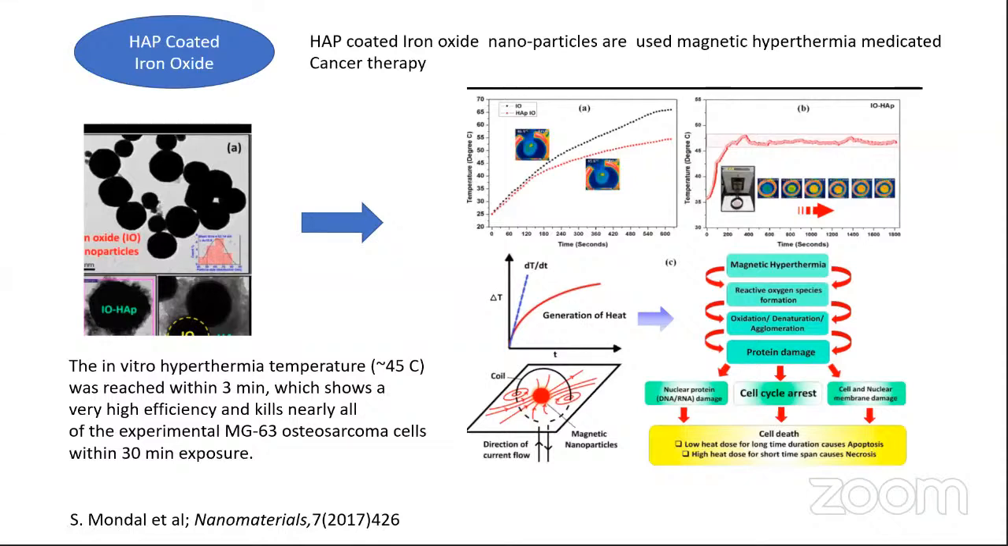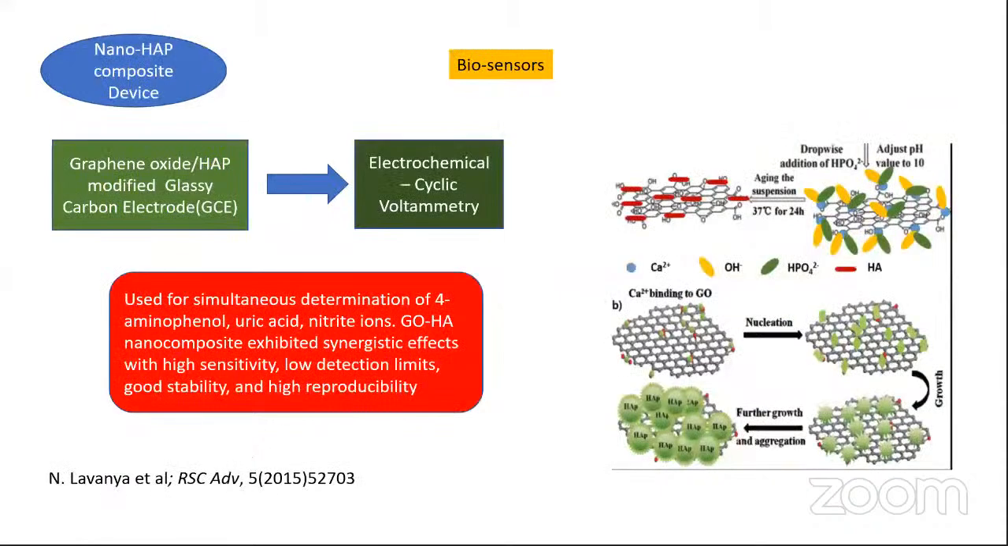Now, nanohydroxyapatite composite devices. These are used for biosensors. Now, graphene oxide hydroxyapatite modified glassy carbon electrode is used for electrochemical cyclic voltammetry. So, for electrochemical cyclic voltammetry, you require the electrodes. So, graphene oxide hydroxyapatite modified glassy carbon electrodes are used.